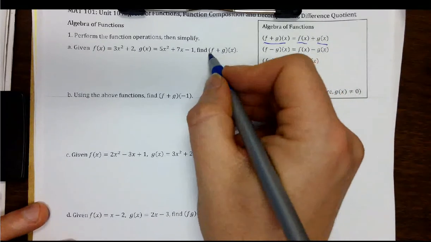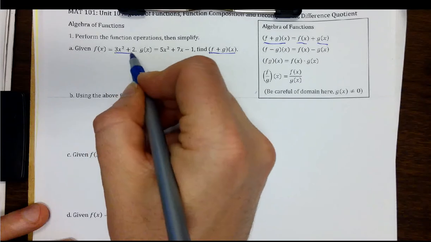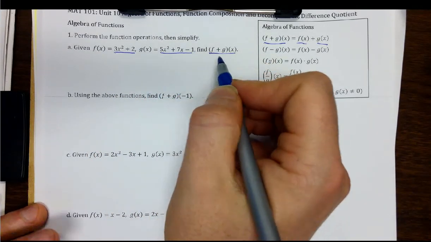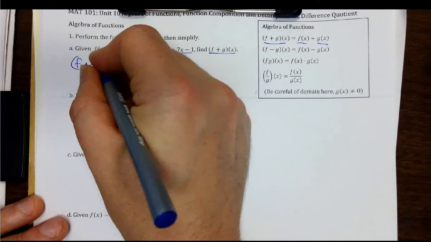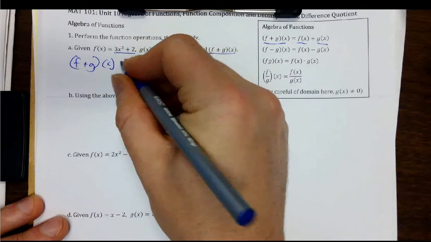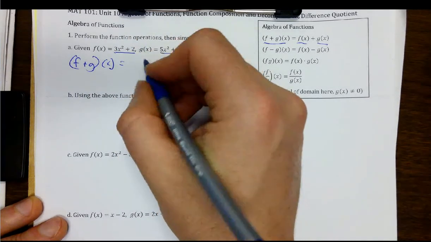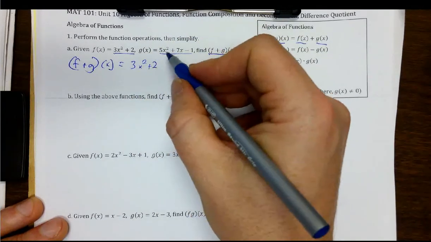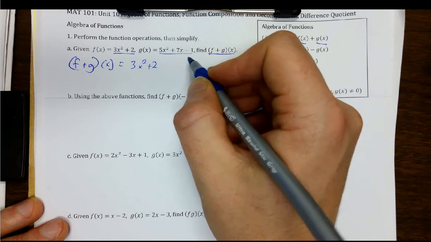We're being asked to find f plus g of x, and they gave us f of x, and they gave us g of x. So in order to find f plus g of x, it's as simple as adding those together. So I take my f, which is 3x squared plus 2, and I'm going to add that to my g, which is 5x squared plus 7x minus 1.